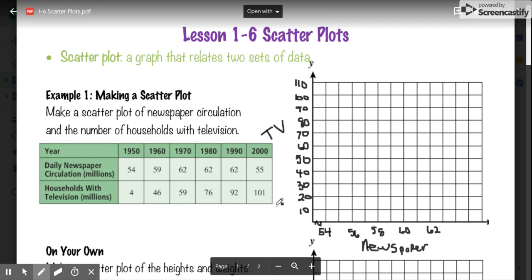So now we're going to plot each point. First one is over to 54 up to 4. We're going to have to estimate a little bit when it's not an exact line. Over 59 up to 46. Over to 62 and then up to 59. 62 again, up to 76. And again at 92. And then 55 up to 101.